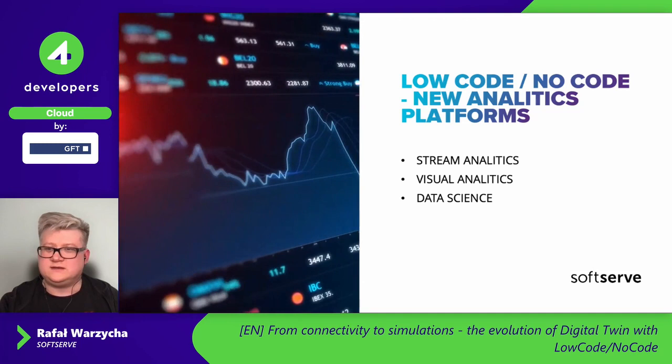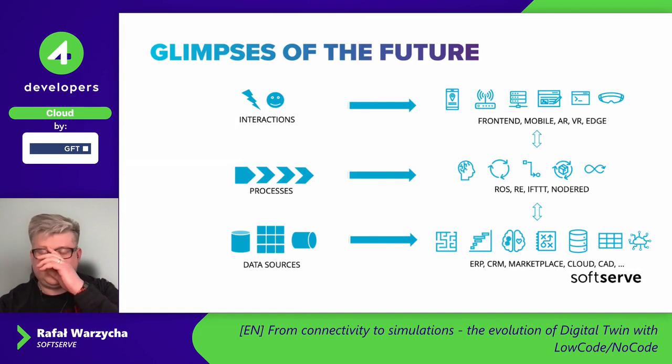And I'll try to be a bit futuristic here. So how I'm seeing the future is the split between interactions, which low code and no code platforms would be great for. So front end, mobile, AR, VR, even Edge, which I know is maybe questionable, but I still believe that this is one of the most vital interactions with devices, like live devices, that we actually have. The processes, so robotic operating system, rules engines, IFTTT or Node-RED are great tools for designing processes.